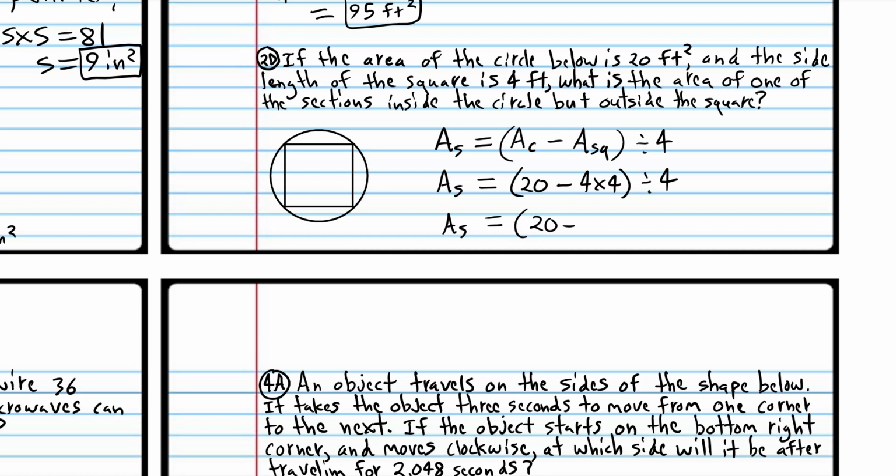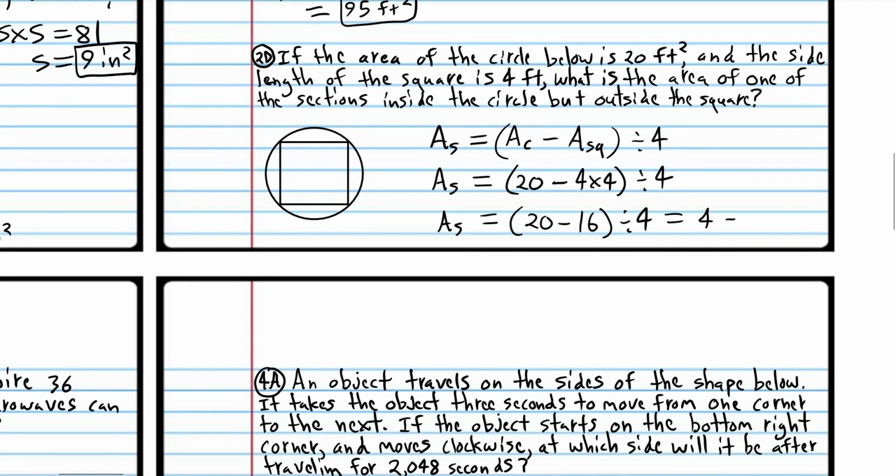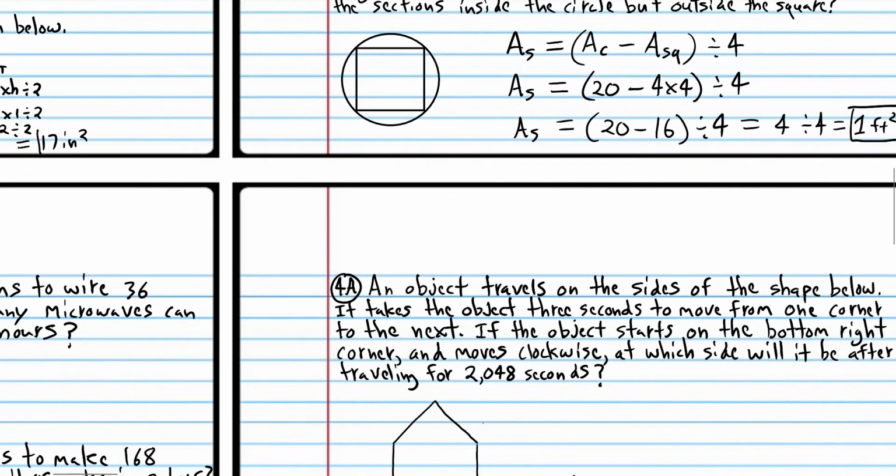So the area of the shaded region is, we have to use PEMDAS, do parentheses first. And inside the parentheses, we use PEMDAS again, so multiplication first. And then we have 20 minus 16 is 4. And then 4 divided by 4 is 1. So we have 1 square foot is the area of one of those potato wedge things.